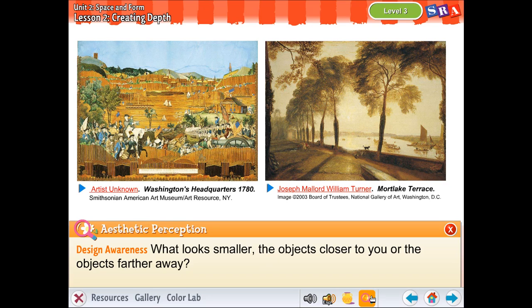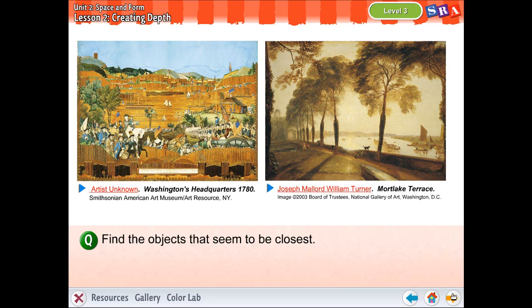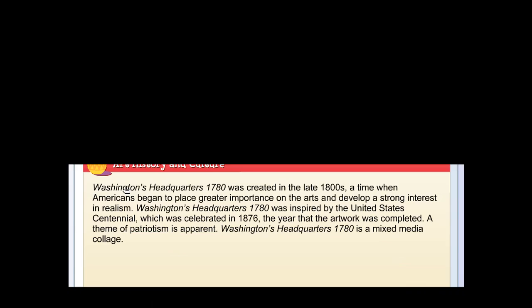Design awareness. Look at what looks smaller in the pictures: the objects closer to you or the objects further away. I'm going to study both paintings to see how the artist created depth by making the objects seem near or far away. Okay, so first of all, let's look at this one right here. I'm going to zoom in on it.